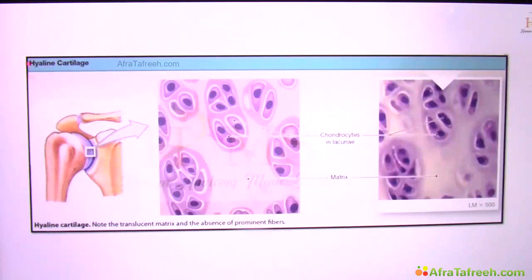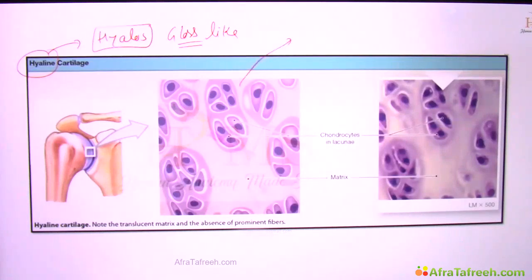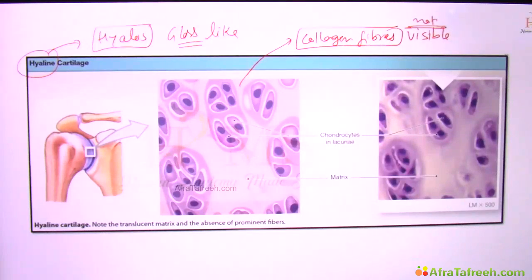Why would you say it is hyaline cartilage? Because it is hyalose. What is hyalose? Hyalose means glass-like. Why is it glass-like? Because the collagen fibers which are present in the hyaline cartilage are not evident to our eyes. It is an optical illusion. That is why it is appearing glass-like. Hyaline cartilage is called hyalose, glass-like, because the collagen fibers, despite the fact they are present there, are not visible. It's an optical illusion.